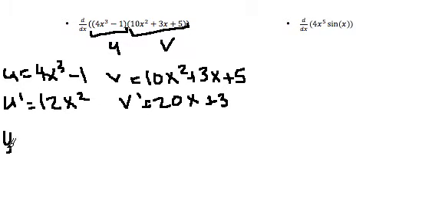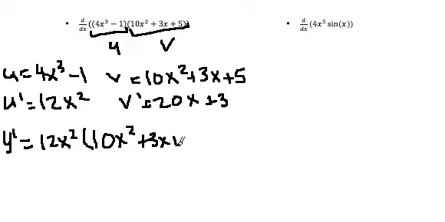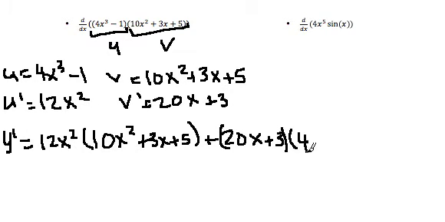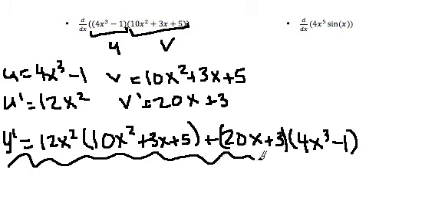And now from here we're just going to multiply. So I'm going to say that the derivative is equal to u prime, so 12x squared times 10x squared plus 3x plus 5, and then plus 20x plus 3 times 4x cubed minus 1. All right, this is my answer. I do not want you to spend any time distributing and FOILing this and adding it together. I'm going to keep my answer just like this.